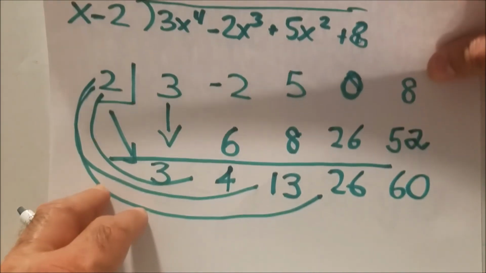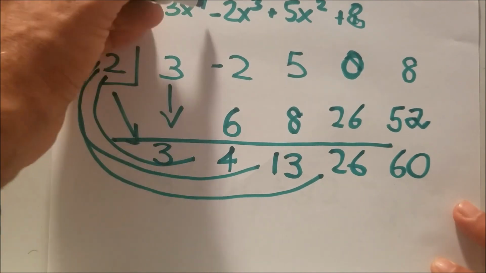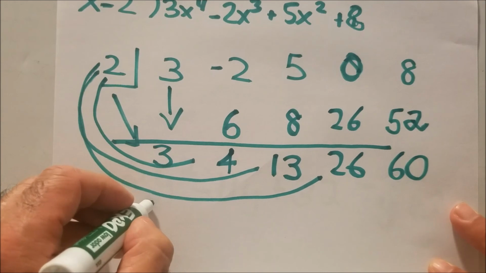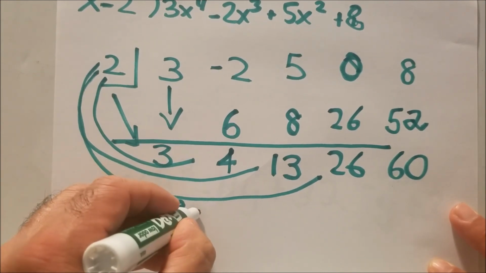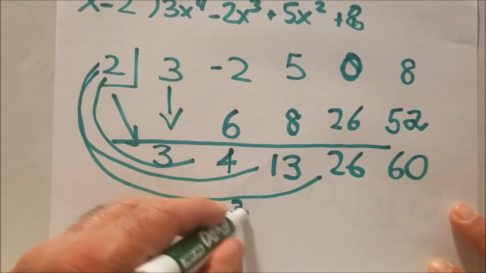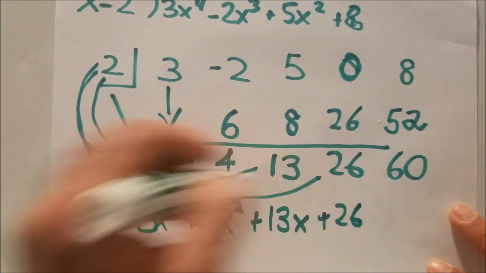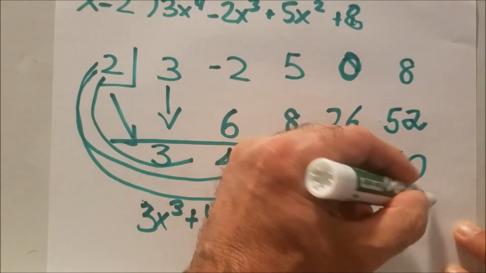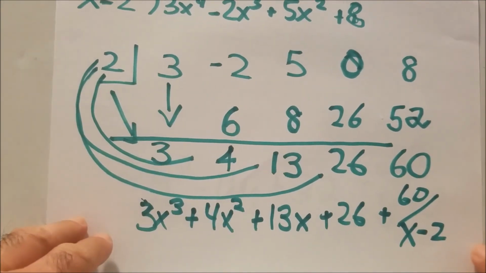Now let's bring this up and fill in our variables. We started with 4, so we're going to use 3 now. So we're going to say 3x cubed plus 4x squared plus 13x plus 26, and 60 is the remainder. So it'll be plus 60 over x minus 2. So that's how we do synthetic division.